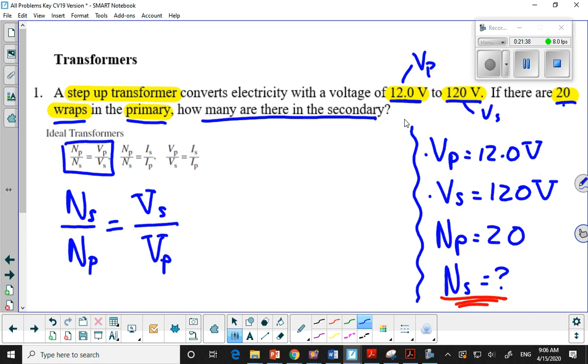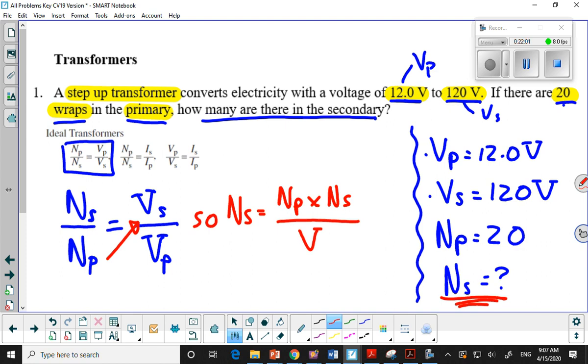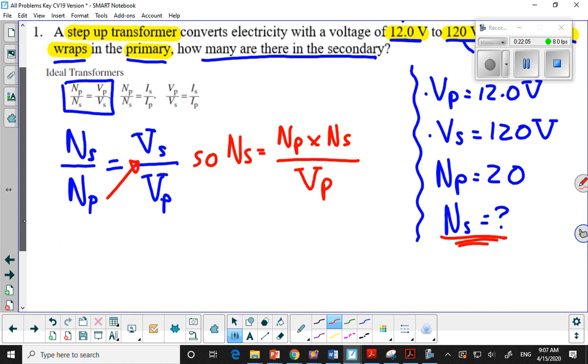Why did we do that? Well, it makes the rearrangement much easier. Now we only have to do half of a cross multiplication. So the number of wraps in the secondary, number of turns in the secondary, is going to be the number of turns in the primary times the number of turns in the secondary over the voltage in the primary. Just adjust that a little bit.